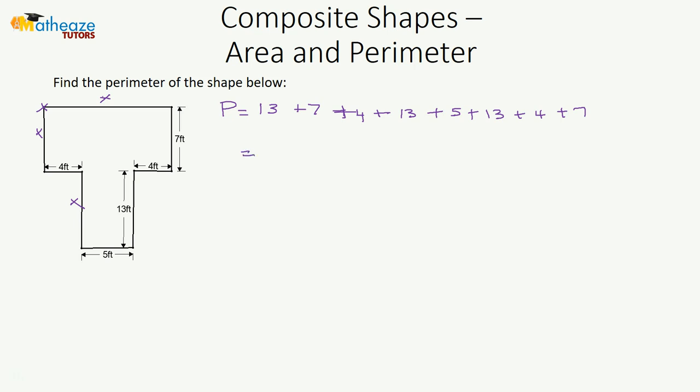And so you add up all of these together. So 13 plus 7, 20, plus 4, 24, plus 13, 37, plus 5, 42, plus 13, 55, plus 4, 59, plus 7, that's going to give us 66 feet. So this is going to give us 66 feet as the perimeter of this shape.